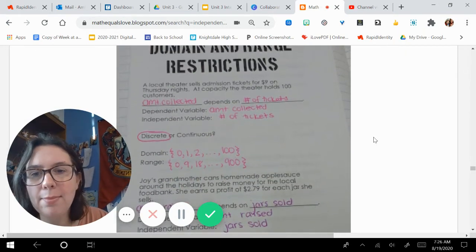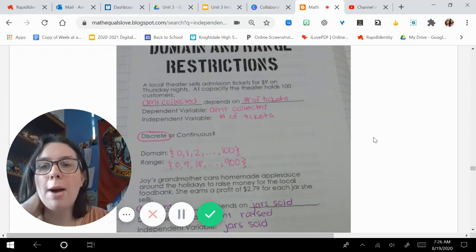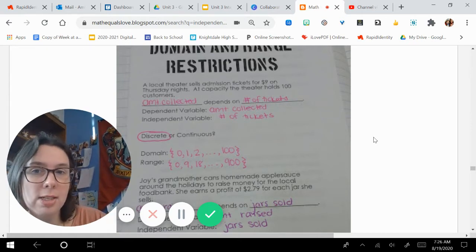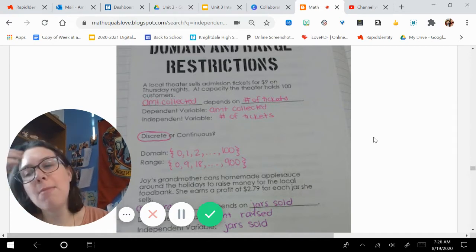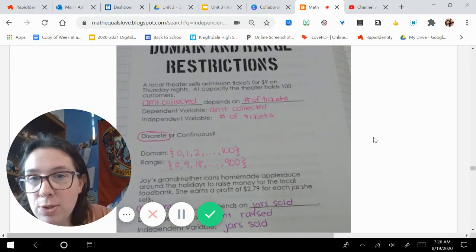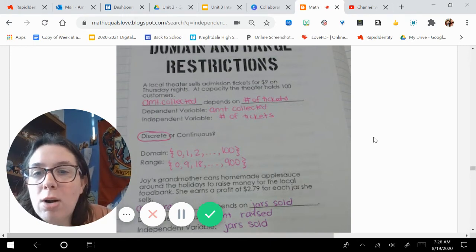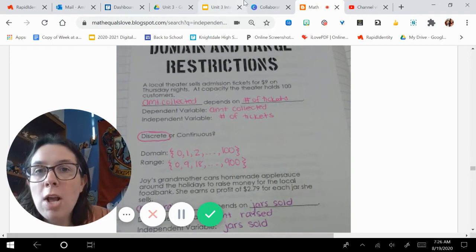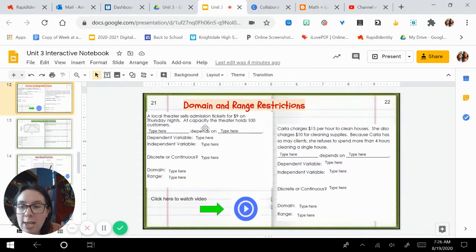Okay, awesome. So we're talking about a local theater that sells admission tickets for $9 on Thursday nights. At capacity, that means at the maximum number they can hold, the theater holds 100 customers. So we are talking about selling tickets at a theater and how many customers they can have in the theater itself. So we're looking at right here.